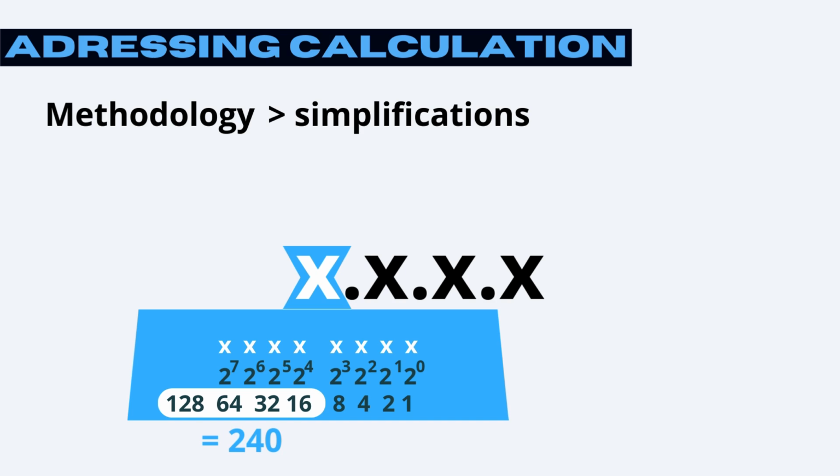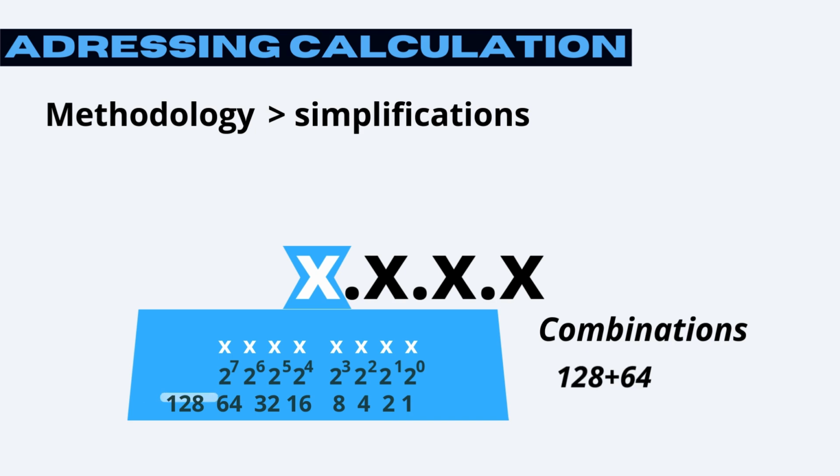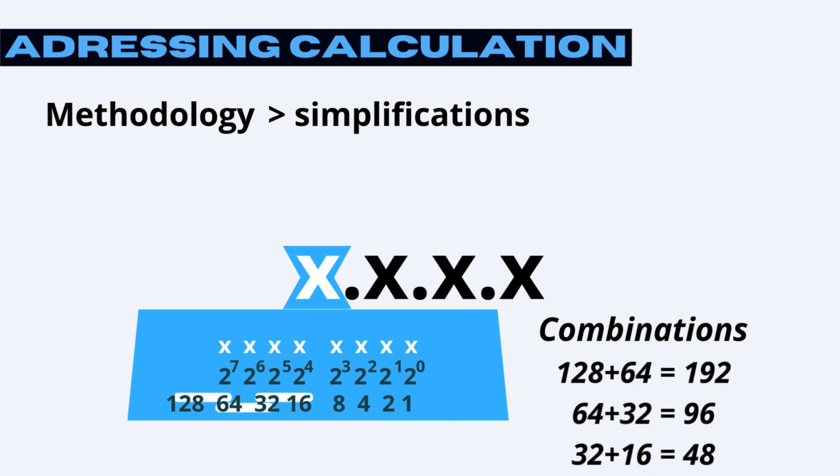To simplify operations, there are combinations that facilitate calculation and reduce errors. The sum of the first 4 bits is 240. The sum of the last 4 bits gives 15. And finally, there are some combinations on the left-hand side of the block that are useful to know, such that the first 2 bits give 128 plus 64 is equal to 192, the second and third bits give 64 plus 32 is equal to 96, and finally the last 2 bits give 32 plus 16 is equal to 48.